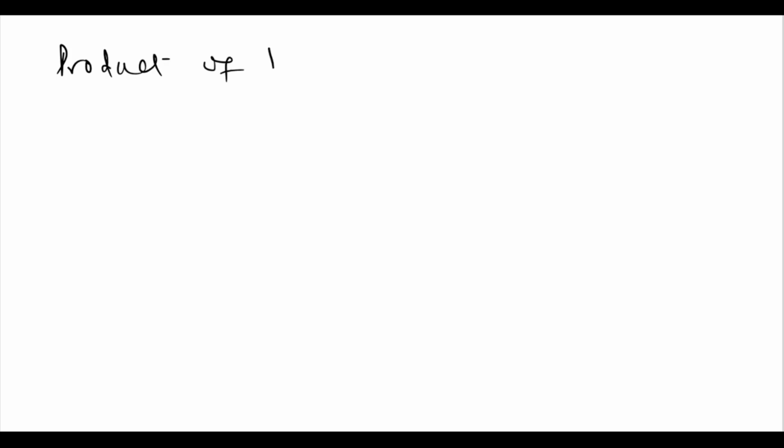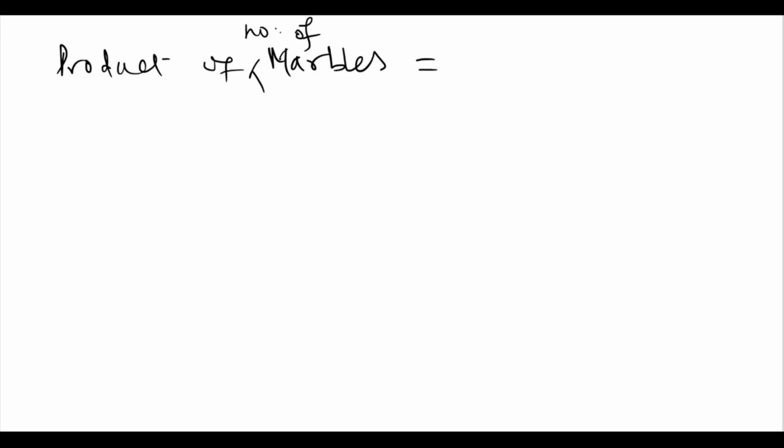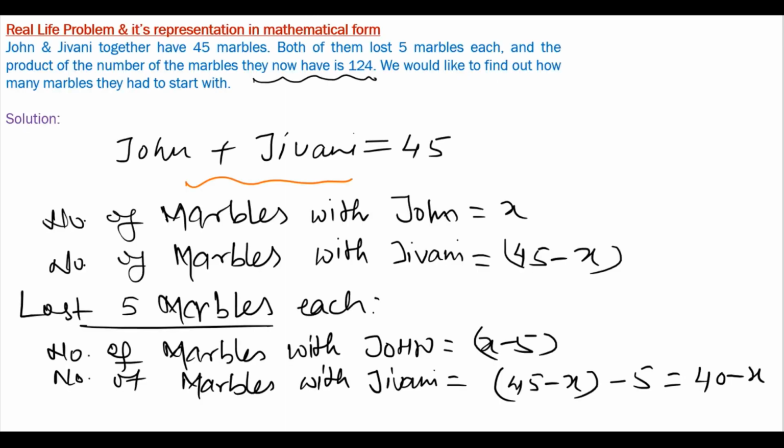Product of marbles. The product of the number of marbles is equal to, what is it? 124. So let's see what was the number of marbles.